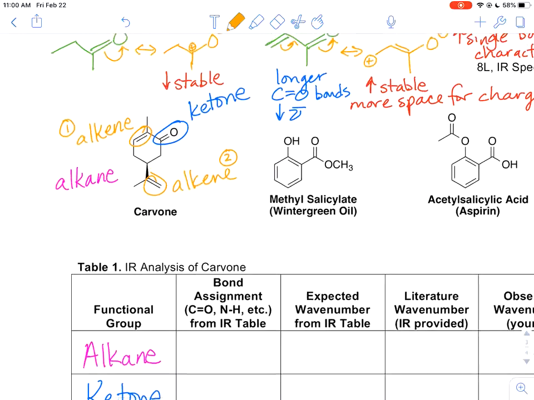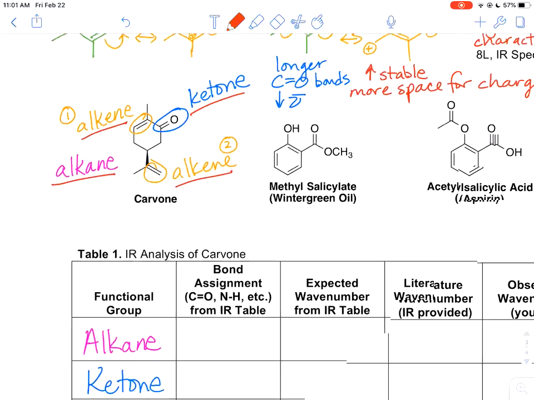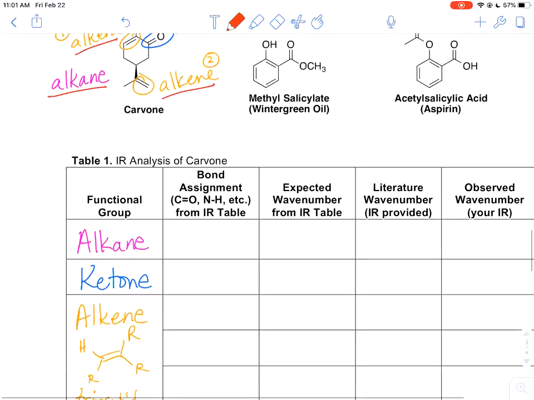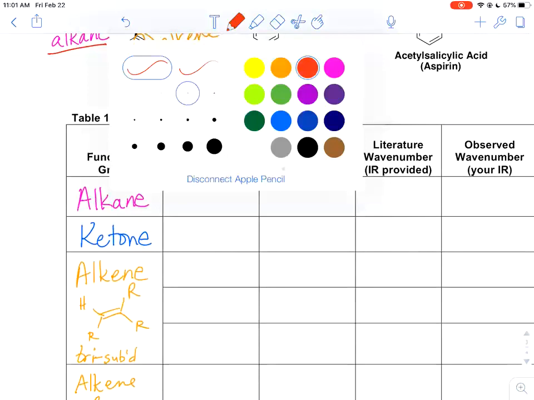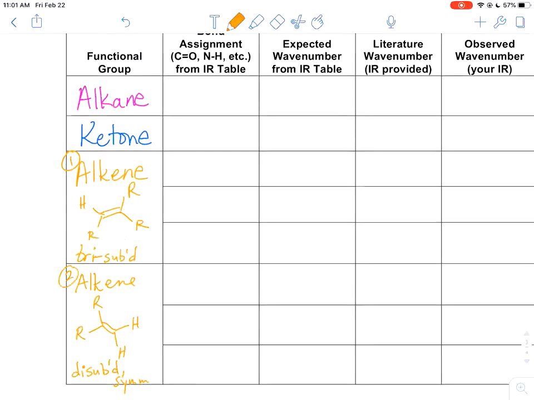So where I will leave you all is with the summary of the different functional groups that we found. The different functional groups we found are the alkane, the ketone, the alkene, and the other alkene. So we're going to find those alkenes 1 and 2. And just so we can all be on the same page, literally and figuratively, I'm putting the alkane first. I'm putting the ketone second. There are two different alkenes. We have the tri-substituted one first. We have the di-substituted one second.